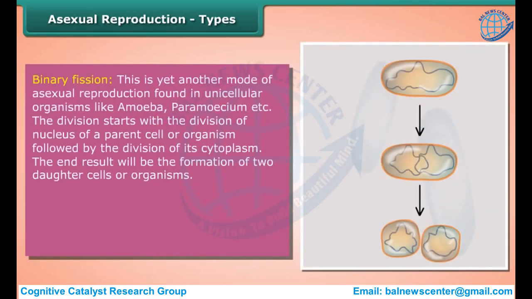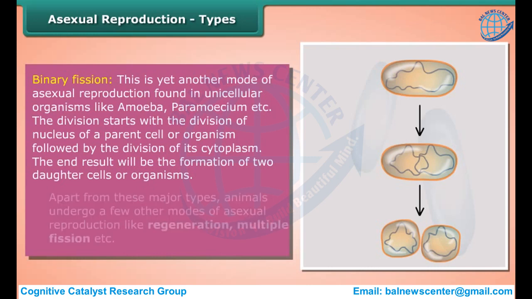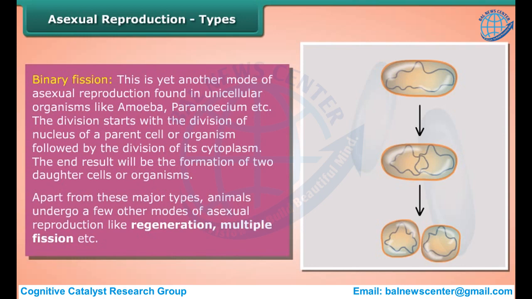Binary fission. This is yet another mode of asexual reproduction found in unicellular organisms like amoeba, paramecium, etc. The division starts with the division of the nucleus of a parent cell or organism followed by the division of its cytoplasm. The end result will be the formation of two daughter cells or organisms. Apart from these major types, animals undergo a few other modes of asexual reproduction like regeneration, multiple fission, etc.